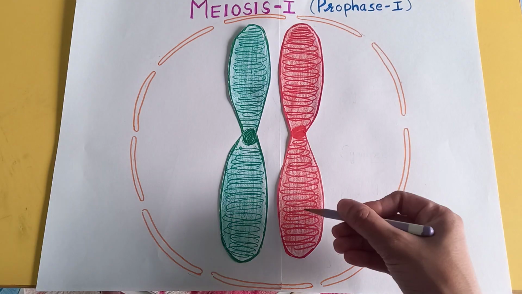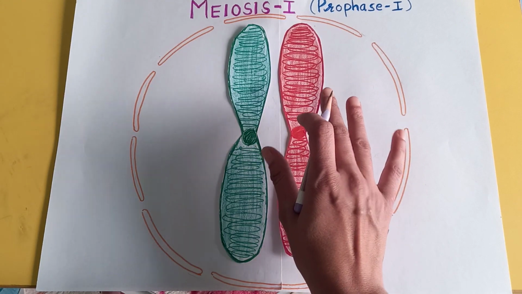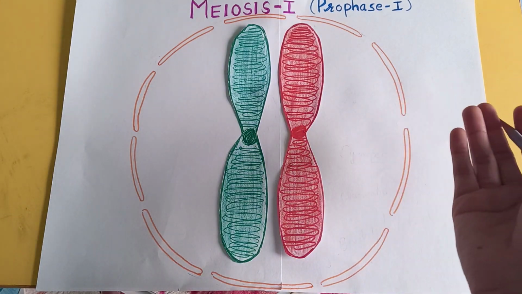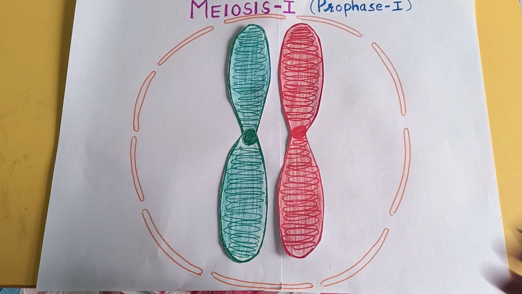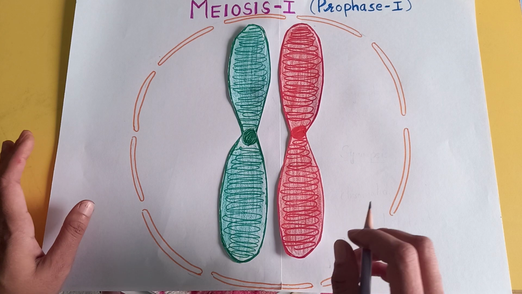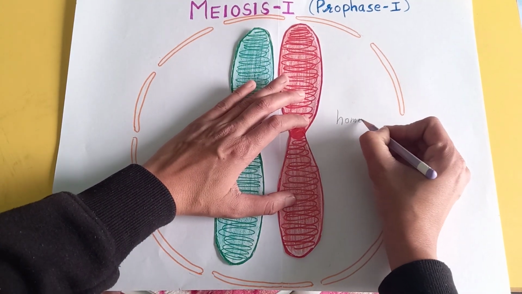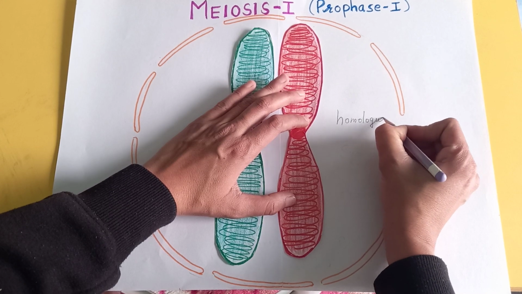This is a chromosome which contains the replicated DNA within it, which I'll show when the chromatids become clearly visible. So this pairing of the chromosomes, which chromosomes? These chromosomes are termed homologous chromosomes.